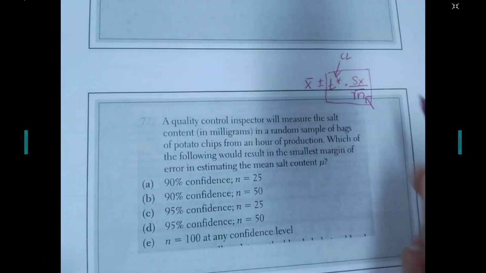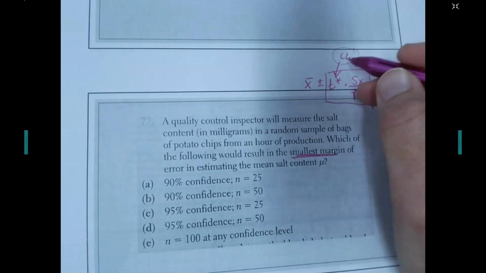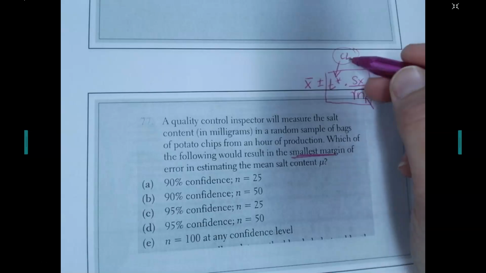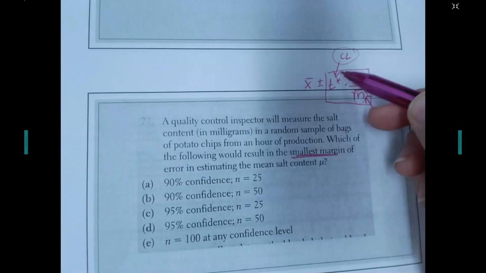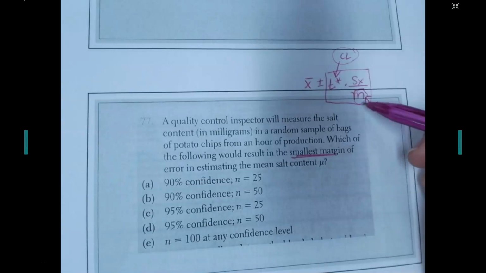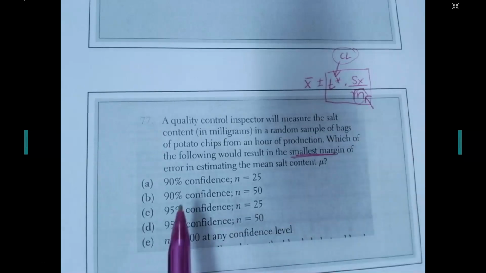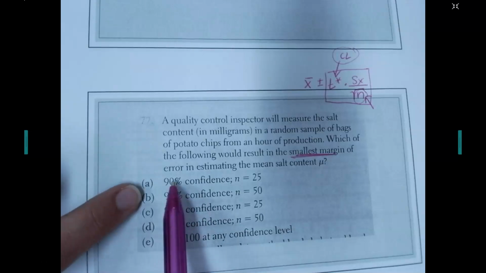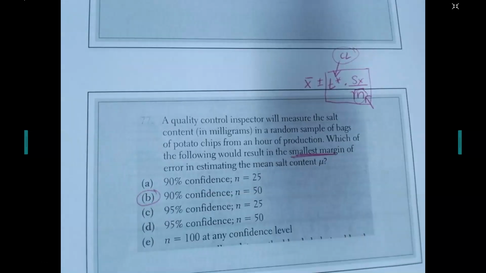So if I want the smallest margin of error, what I want is the smallest confidence level, and at the same time, the largest sample size. If I want the smallest margin of error, I want this to be as small as possible and this to be as large as possible. Okay, so if I'm looking at my choices here, well, I know I'm going to go with the smallest level of confidence, right? And the largest sample size, so this is going to be the choice.